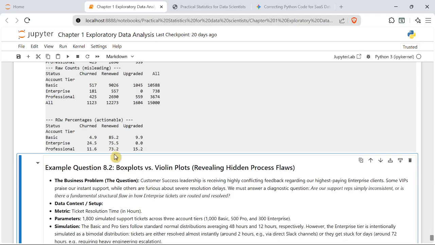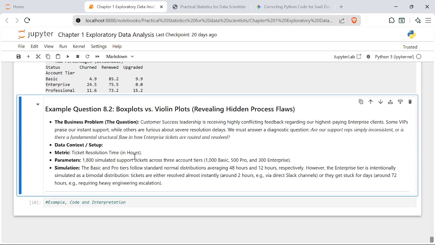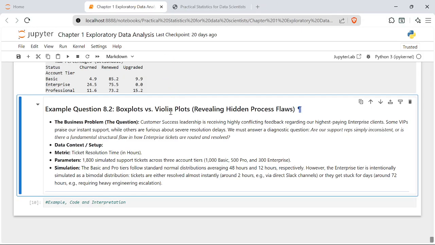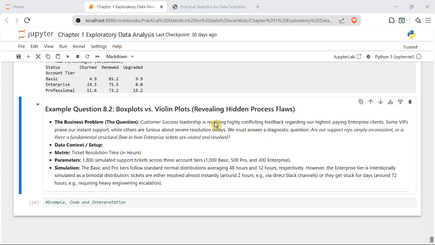Okay, so let's move to our next question. Example question 8.2. Box plots versus violin plots, revealing hidden process flaws.